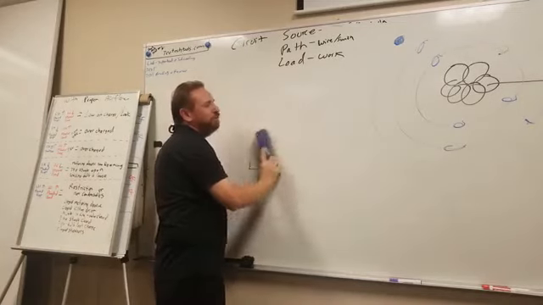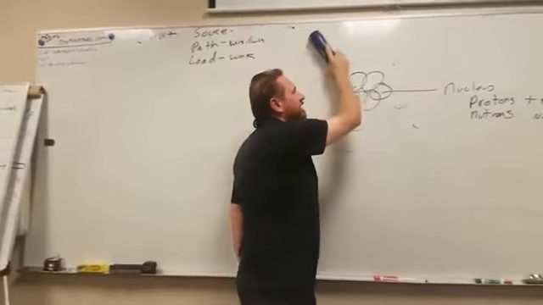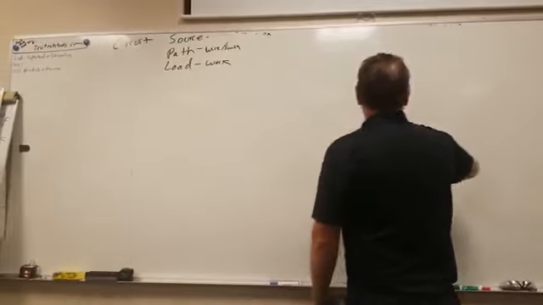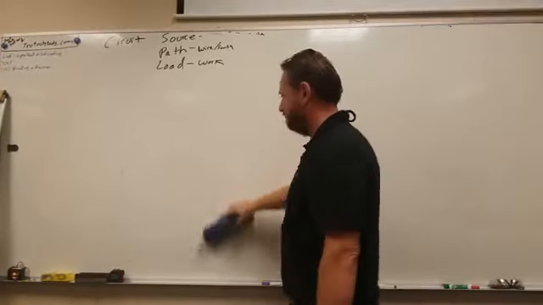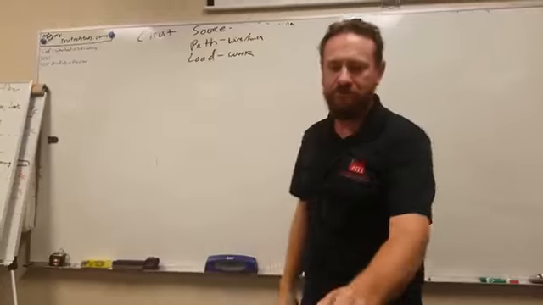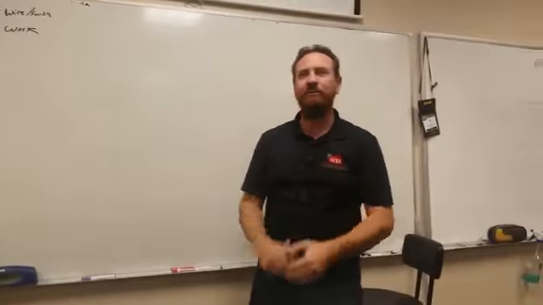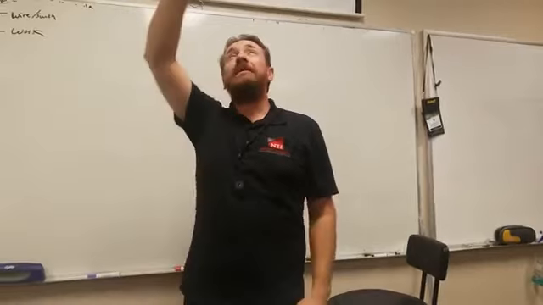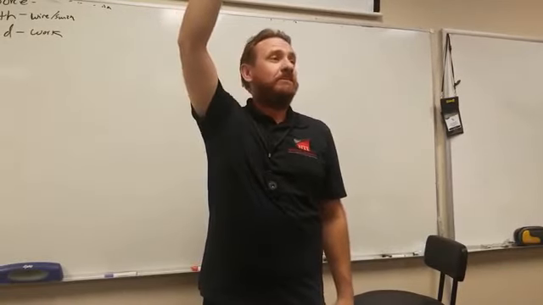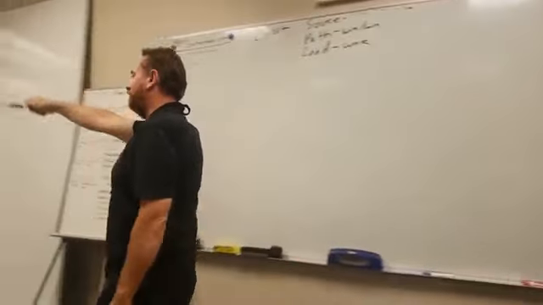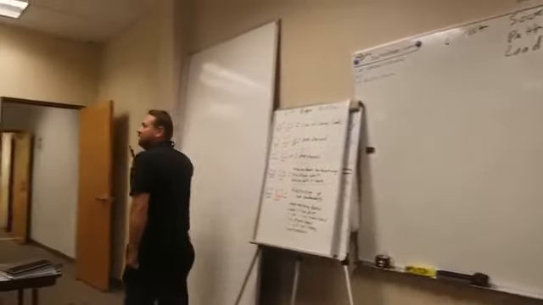so we must have a source, a path, and a load for anything we do with electricity. Source, path, and load. So far, so good? We have the light bulbs. That's our load. The wire's running, and also the switch is our path.